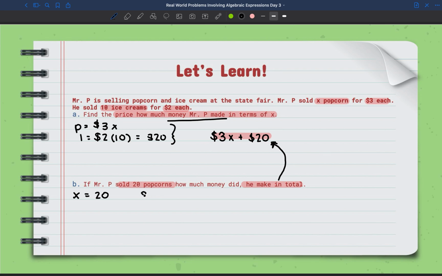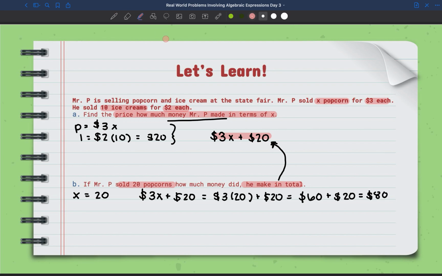So we know that he sold popcorn for $3 a piece. We didn't know how much, so our variable was X, plus 20, because that's how much he made for his ice cream. We now know the value of our variable, so we can do $3 times the 20 pieces of popcorn he sold, plus the $20 that he made from his ice cream. $3 times 20 equals $60 he made at the state fair from his popcorn, plus the $20 that he made from his ice cream. When we add those together, he made a total of $80 at the state fair. That's our answer for part B.